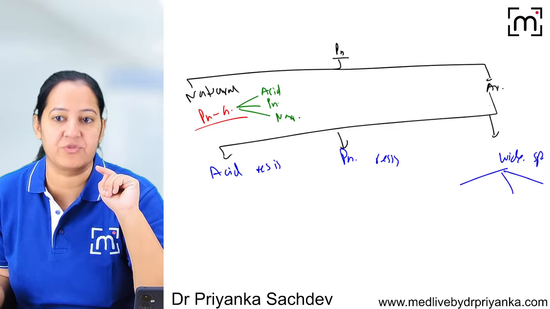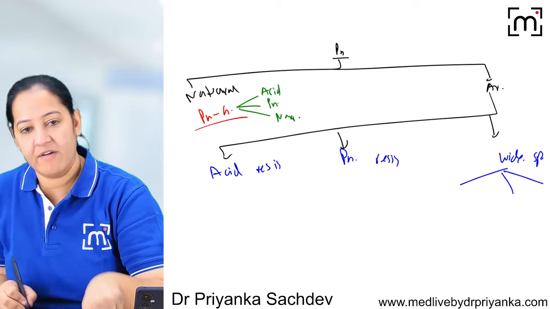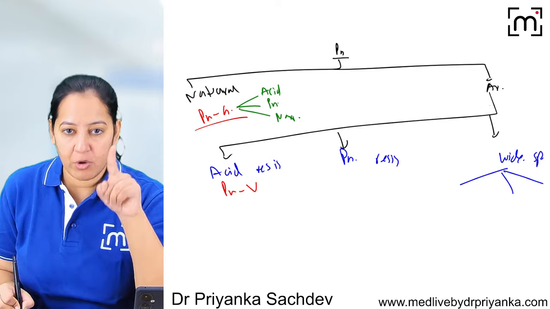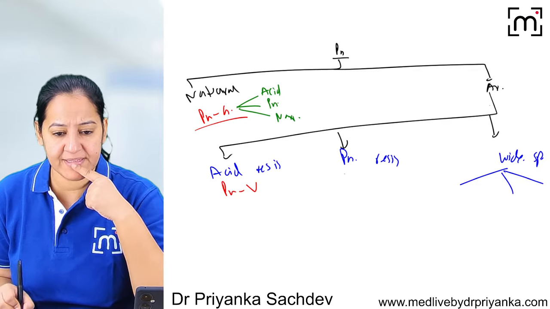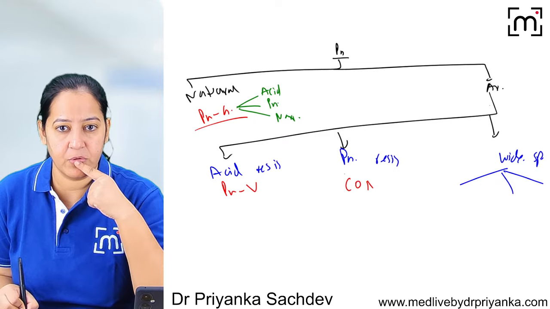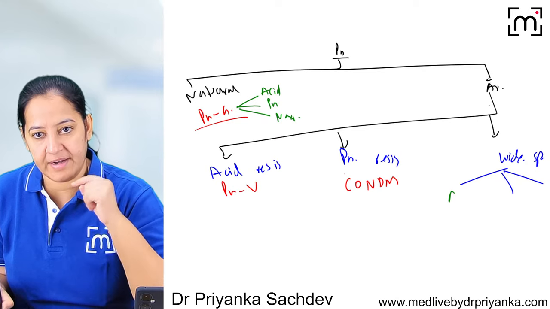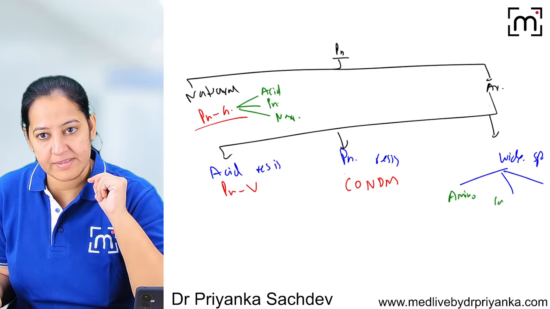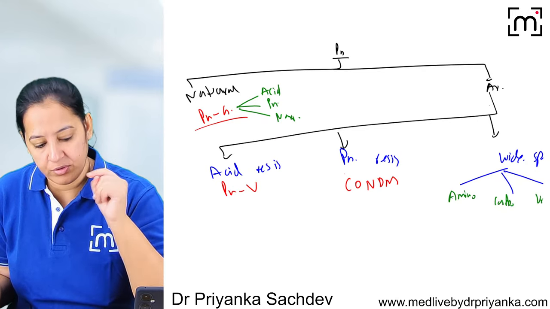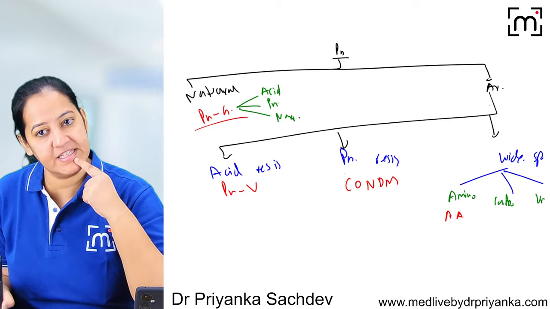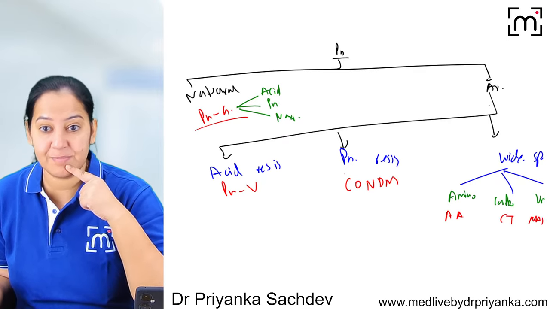Wide spectrum is of three types. Here we have only one, penicillin V. Here only we have penicillinase resistance. We have five. Here we have three categories. What are the three categories? Amino, carboxy, and ureido. You know the names. Learn the spectrum of all three.